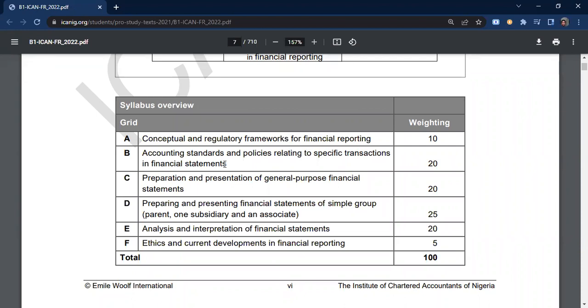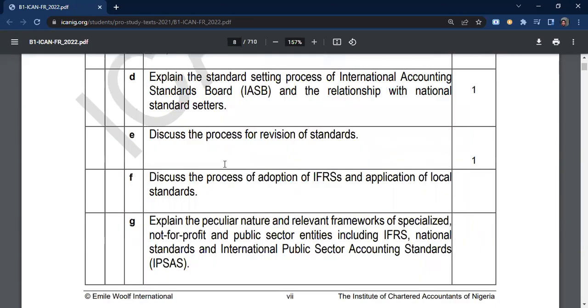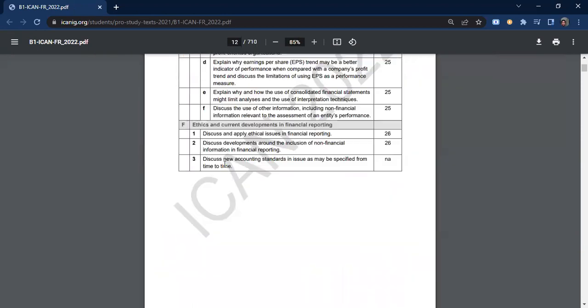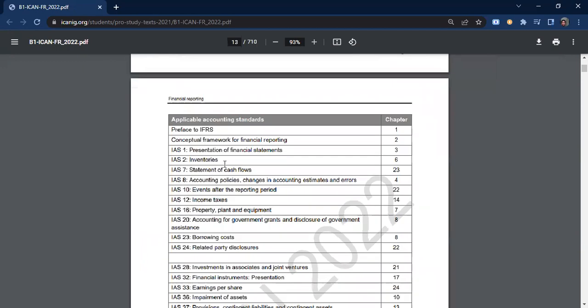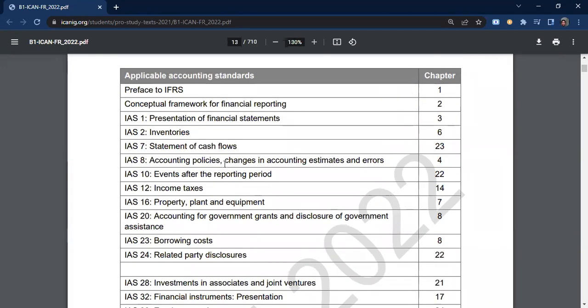So in syllabus section B, we'll be looking at accounting standards and policy. These are the accounting standards that we are going to be looking at for syllabus section B. Syllabus section A is about regulation. It's a very short chapter, and please make sure you take care of this very well.